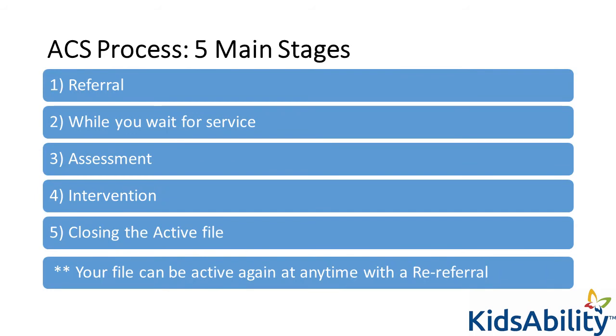Here is a basic overview of the 5 main stages in the ACS process. The 5 main stages include referral, while you wait for service, assessment, intervention, and closing the active file. It is important to note that your file can be active again at any time with a re-referral. Let's go into detail with each stage.